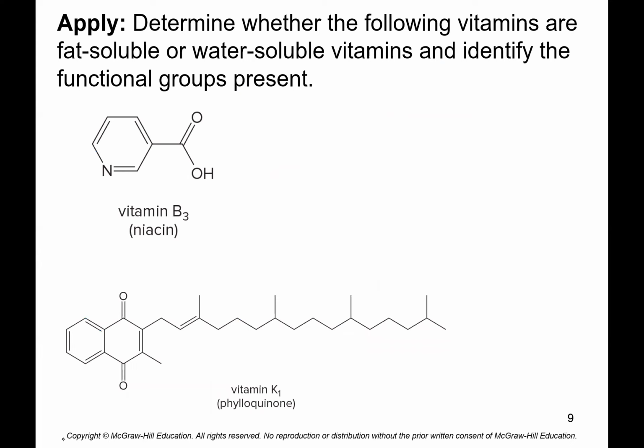Here we have vitamin B3 and vitamin K1. So with vitamin B3, again, identify your functional groups. I have one here. This is going to be a carboxylic acid. And then there's another one right here. This is going to be a nitrogen bonded to other carbons. This is called an amine group.